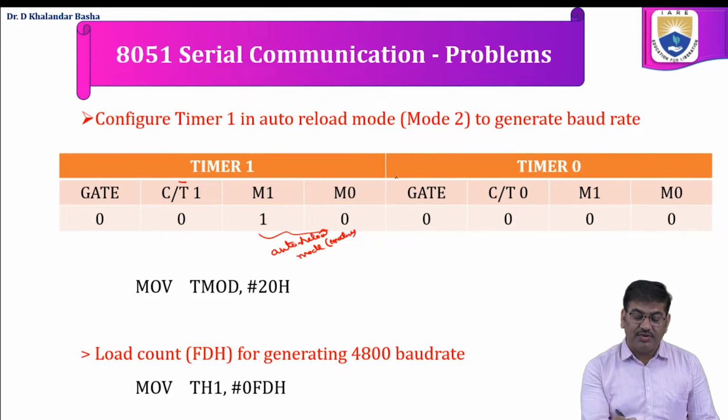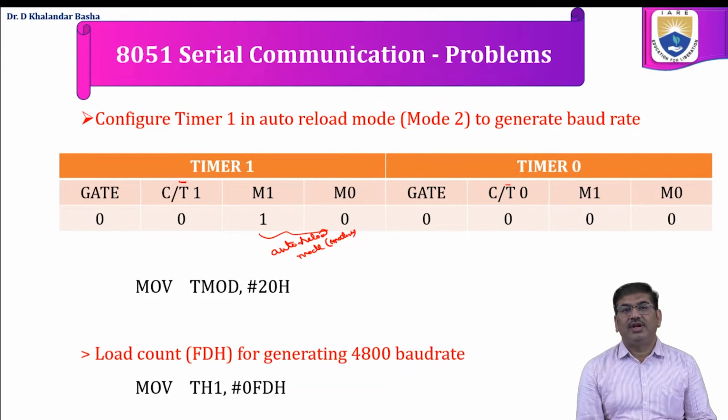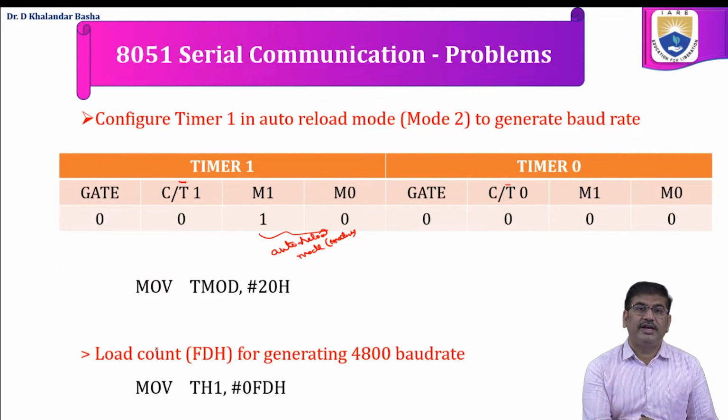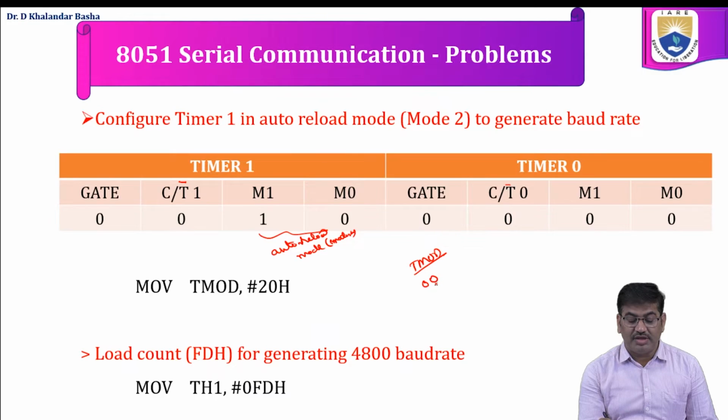Next we are using this one as a timer, so C/T bar is equivalent to 0. As we are not using the INT pin for the initiation of the timer, we write the GATE pin as 0. The equivalent value for the TMOD register is 00100000, so that is 20H, loaded into TMOD by using MOV TMOD, #20H.